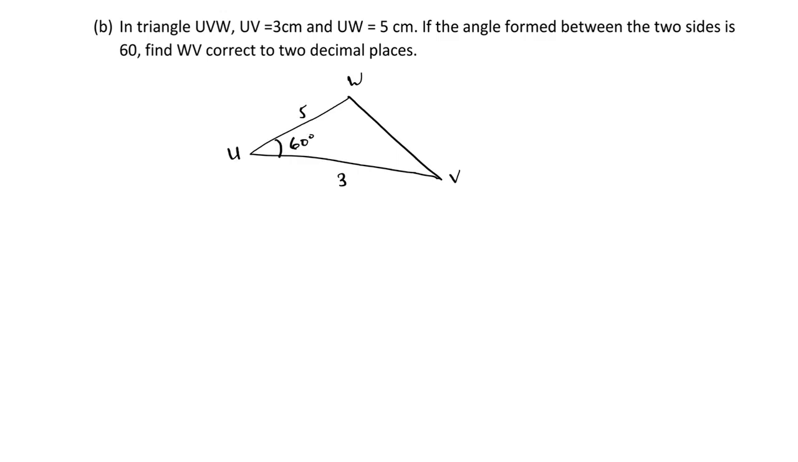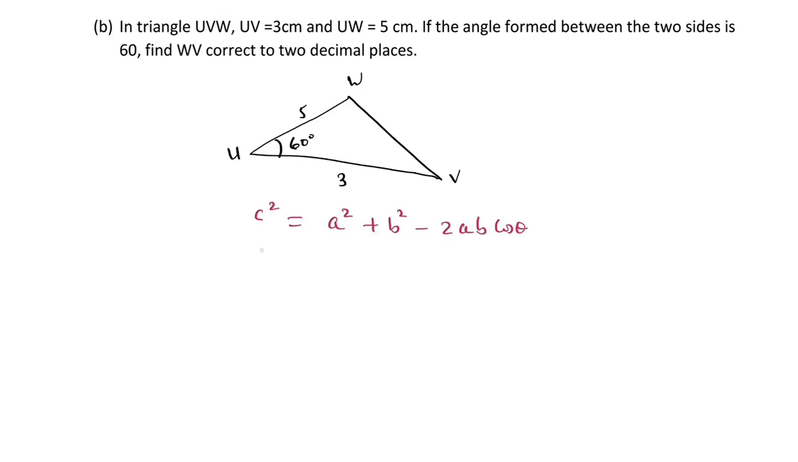To find the length WV, we are going to use the cosine formula, which says c squared equals a squared plus b squared minus 2ab cos theta.